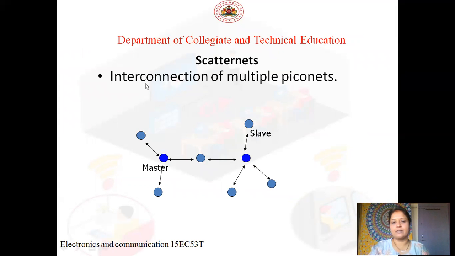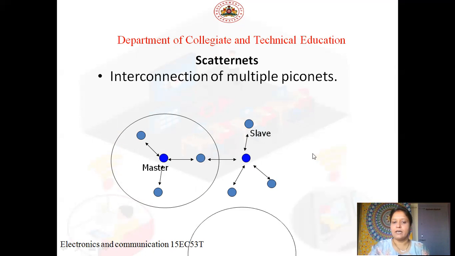Now the scatter net, if you consider the connection here, this is one Piconet. This is the master node and these are the slave nodes. This is one Piconet and this is one more Piconet. This is the master node and these are the slave nodes. Now combined, this is forming one scatter net, and this particular Bluetooth device is sharing this Piconet as well as this Piconet. Therefore, there should be at least one common Bluetooth device which shares the two Piconets. Then this combination is called the scatter net.